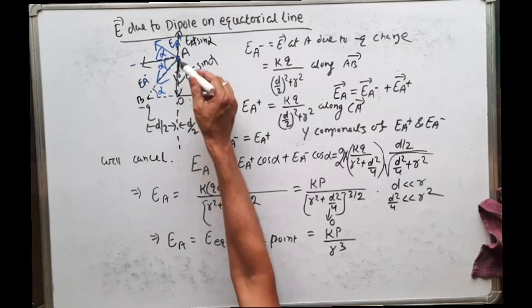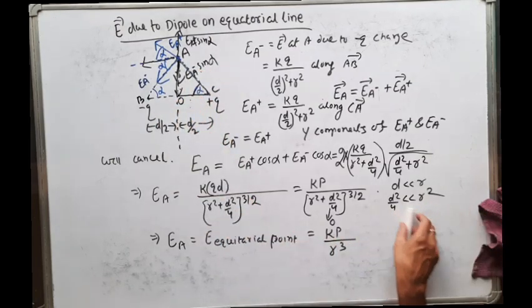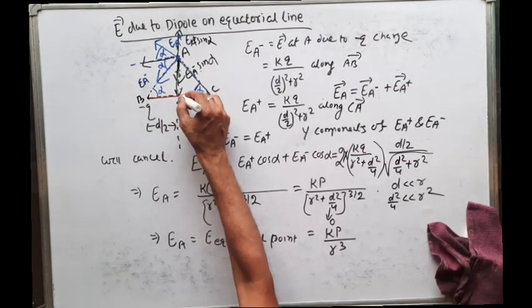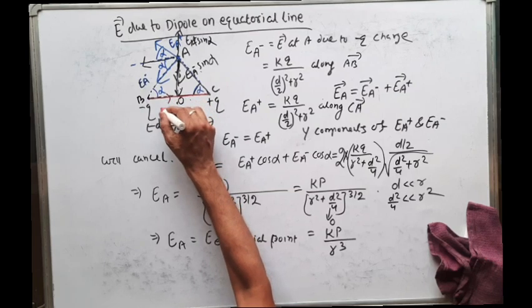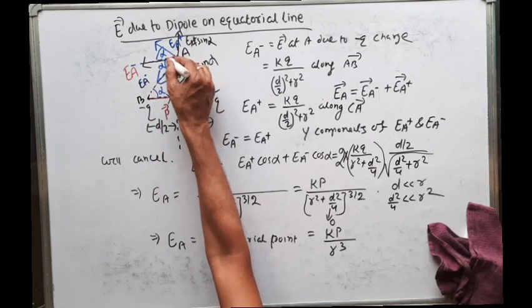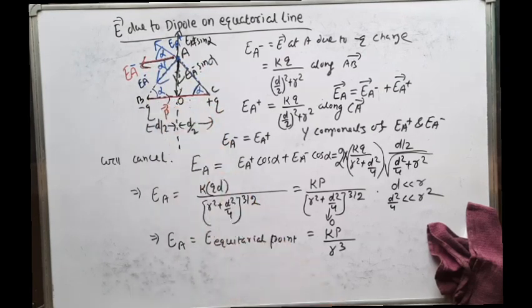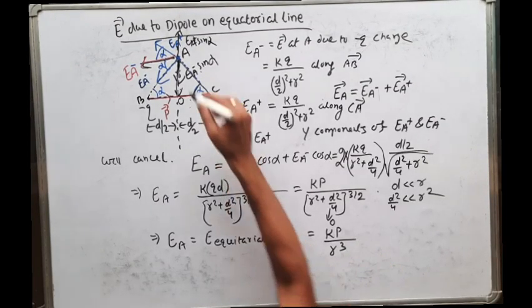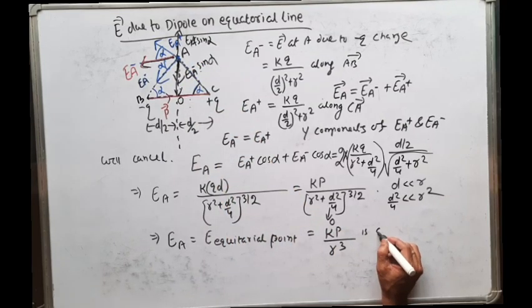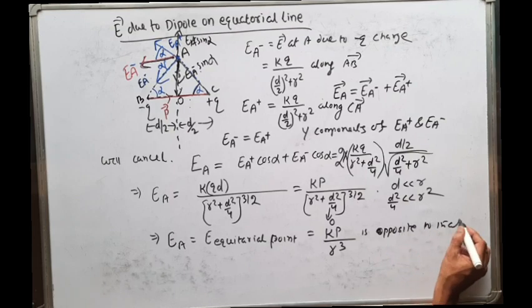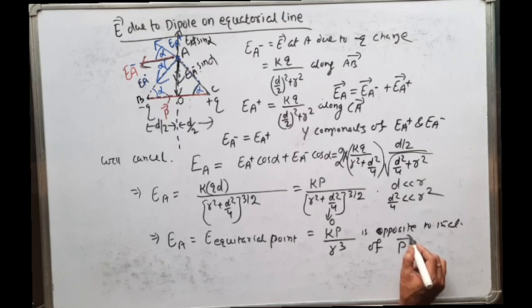And what is the direction of the electric field intensity at the equatorial point? What is the direction of the dipole moment? The direction of the dipole moment is from minus q to plus q. But the direction of the electric field intensity at this point is just opposite to that of the dipole moment. So we can write that the direction of the electric field intensity at the equatorial point is opposite to the direction of the dipole moment.